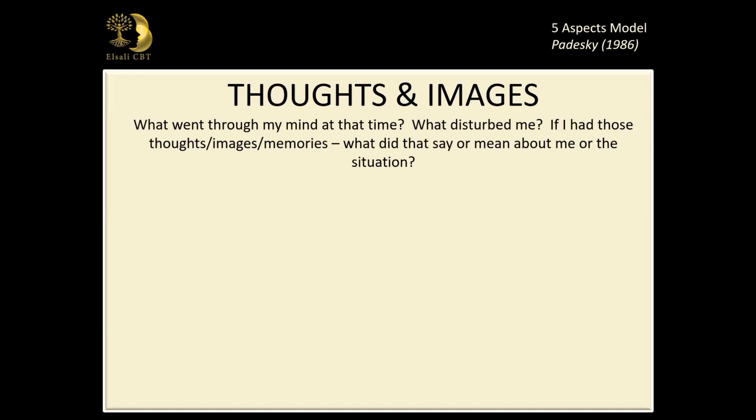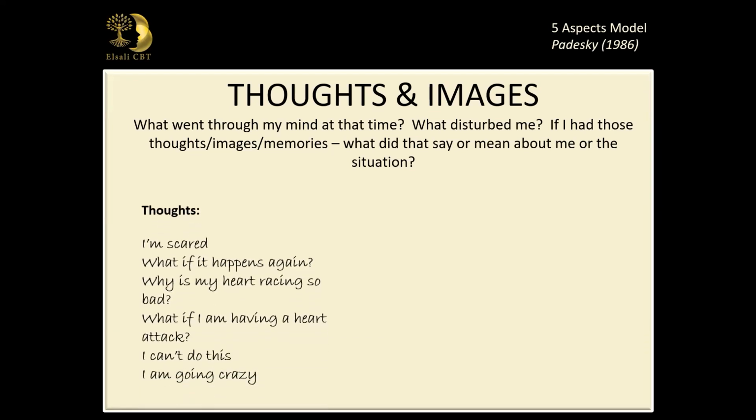So for this lady, she was scared. Her thoughts were, I'm scared. What if it happens again? Why is my heart racing so bad? What if I'm having a heart attack? I can't do this. I'm going crazy. And we can start to get a sense of what meaning she's placing on the situation. When she says things like, I can't do this or I'm going crazy, this has given us an understanding of how she feels about what's going on for her.